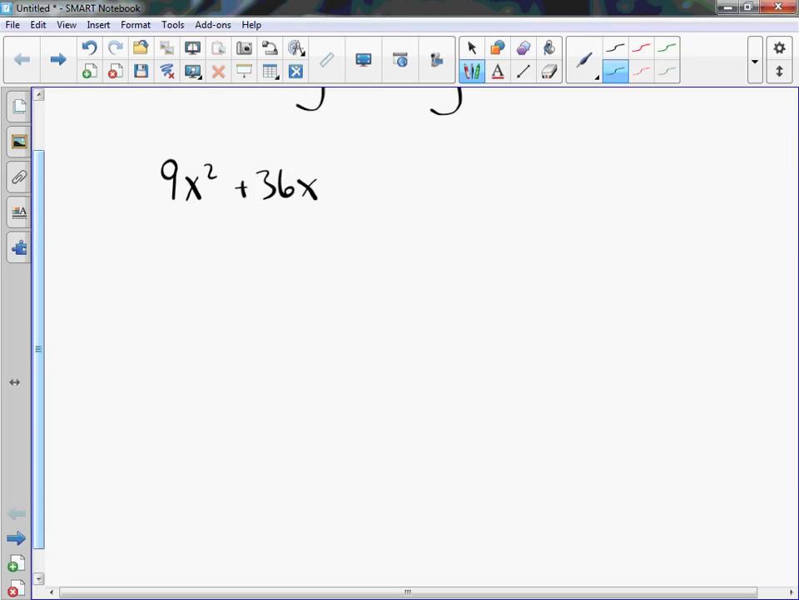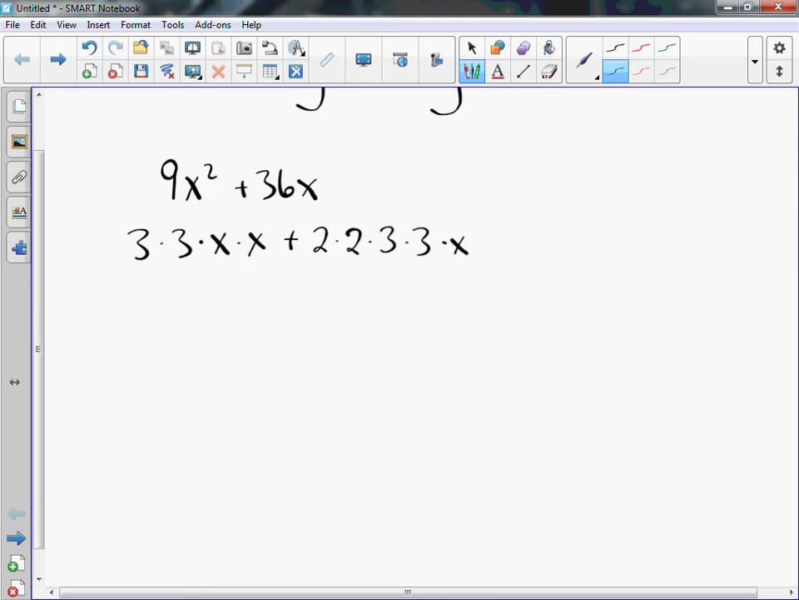Okay, so if we want to walk all the way through this, 9 is the same as 3 times 3. x squared is x times x. 36, you can say, what? 2 times 2 times 3 times 3, and then times x.